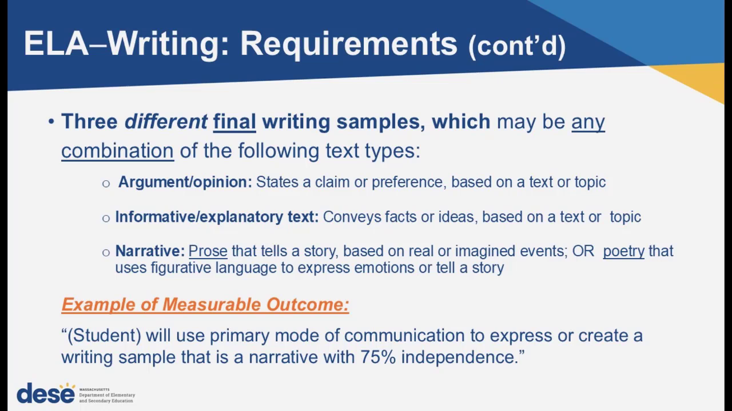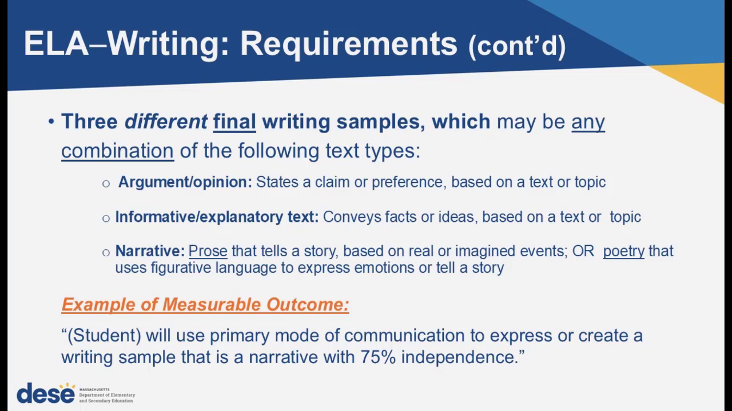When you do your writing samples, you can use any of these text types. Argument and opinion, which is just stating a claim or a preference, and that can be based on a text or a topic. Informative or explanatory, which conveys facts. Students, especially, want to tell you all the facts they know about dinosaurs, or ideas. Or narrative or prose that tells a story, or poetry. So narrative also includes poetry.